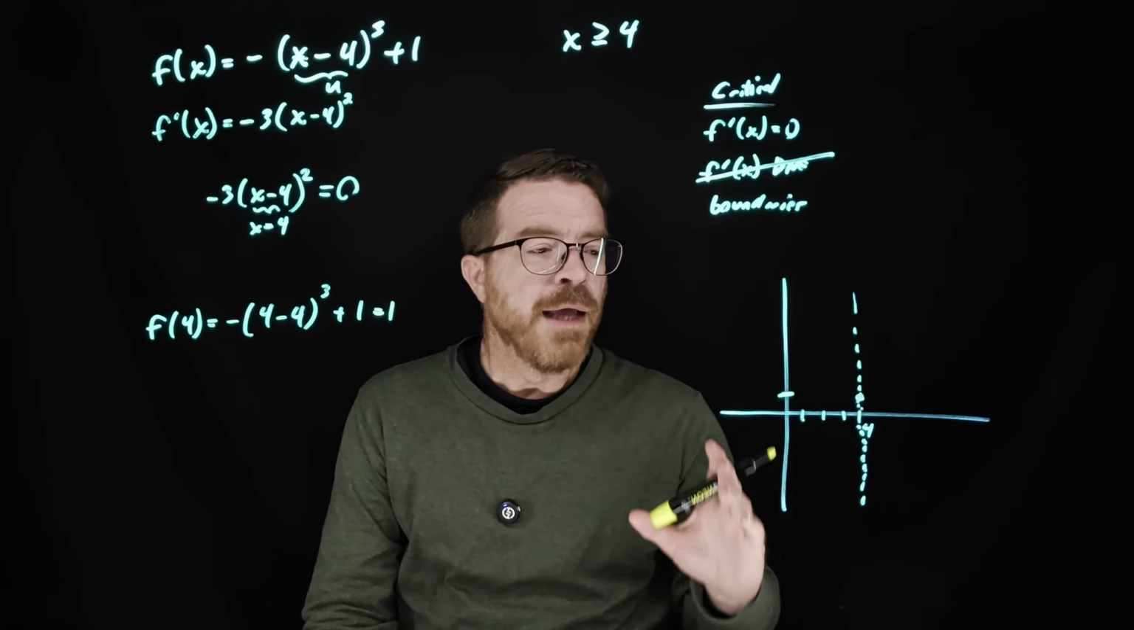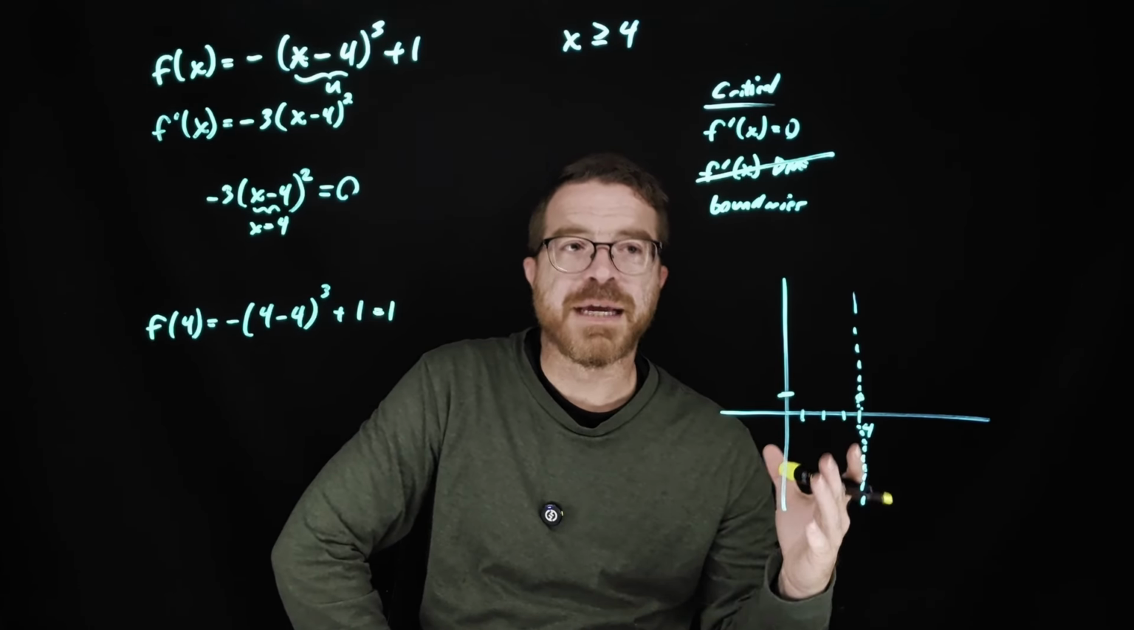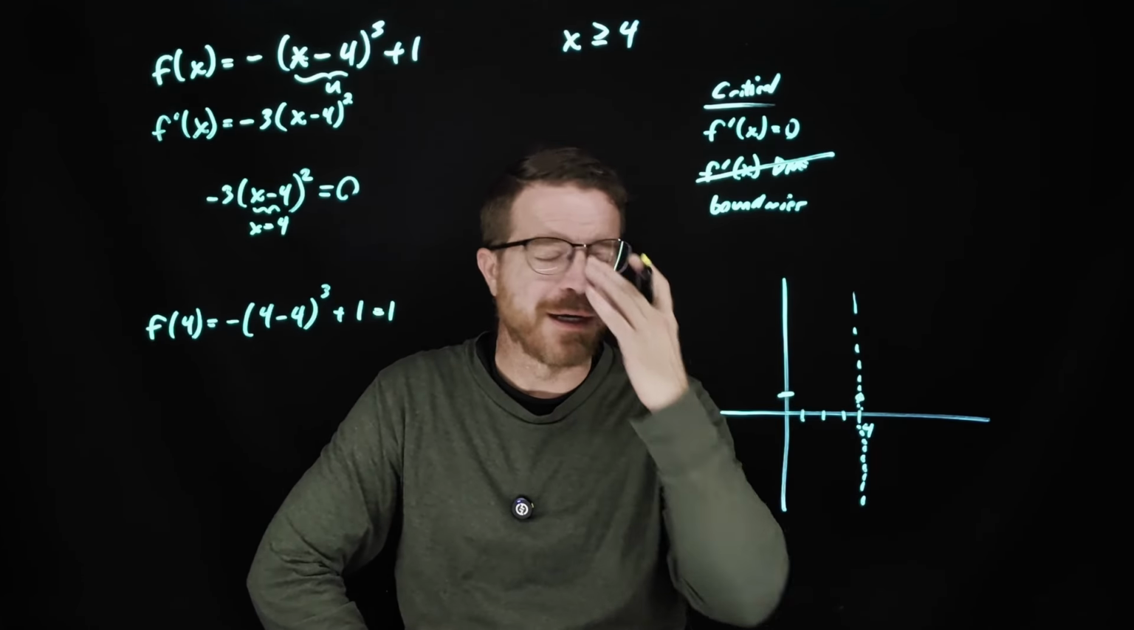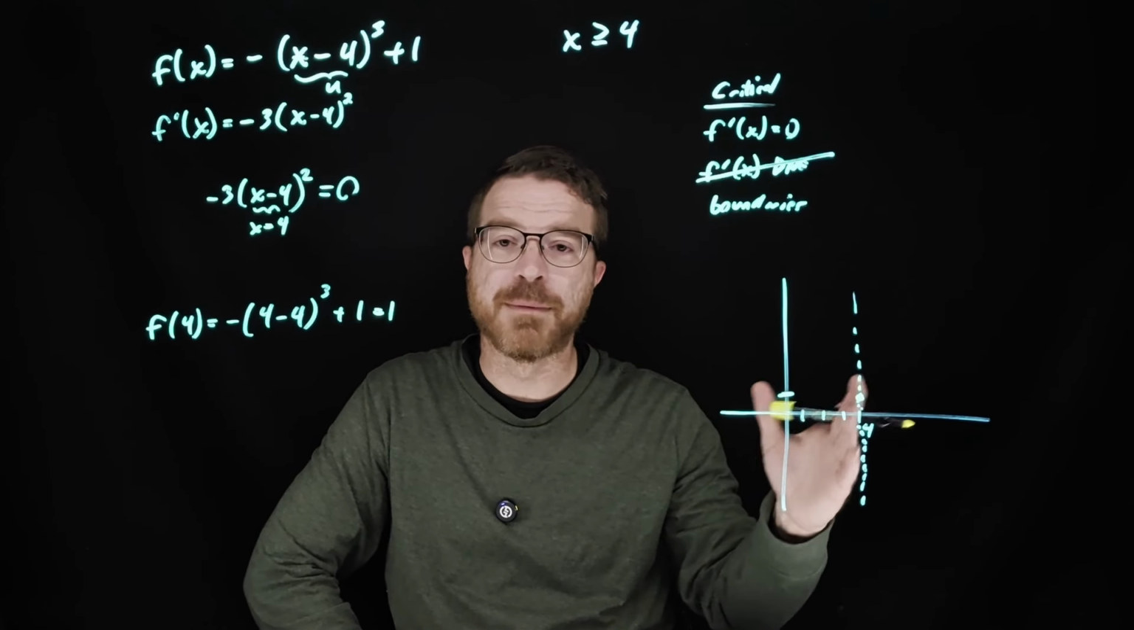Now we have to check, is this a maximum or a minimum? This is one of our candidates, and it also is our boundary. So in this case, we're at our boundary at the same time. So how do we figure out whether this is a maximum or a minimum?